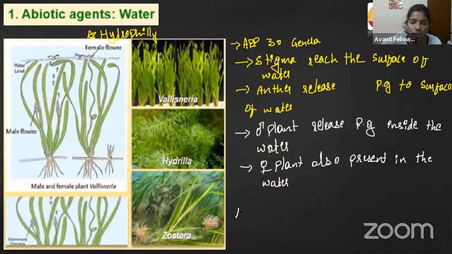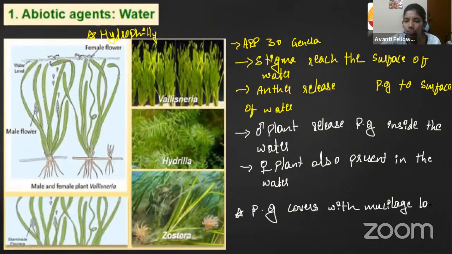And one more important thing you need to know here is that the pollen grain is covered with a mucilage layer. Why is the pollen grain covered with a mucilage layer? Because the mucilage layer does not allow the pollen grain to get wet. If the pollen grain becomes wet, then it becomes heavy and cannot move along with the water current, right? That is the main reason why the pollen grains of plants pollinated by water have a mucilage cover.